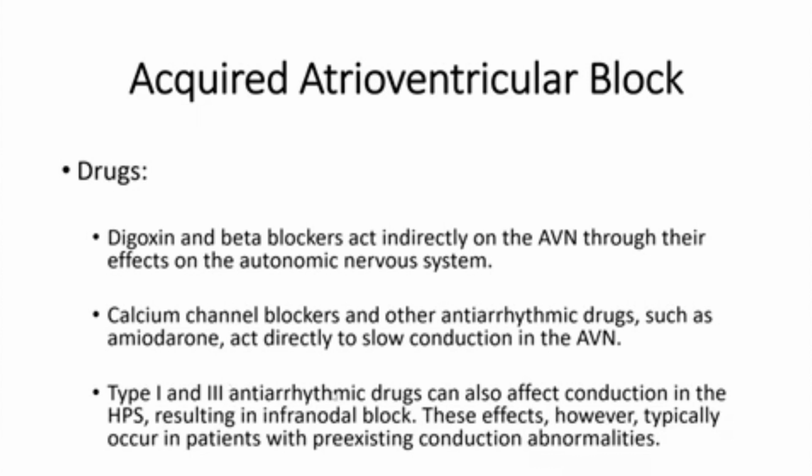Type 1 and type 3 antiarrhythmic drugs can also affect the conduction of the His-Purkinje system and cause infranodal block. However, to develop that, you typically have an underlying problem. You're just making it worse with the medications, especially with the type 1 and type 3 medications. If you have normal conduction in these people, it's unlikely to develop a block using antiarrhythmic medication.